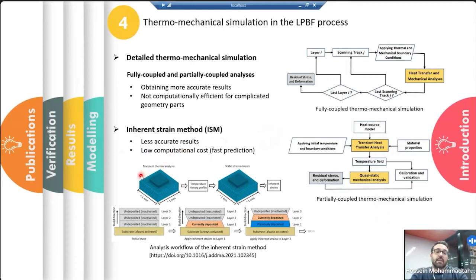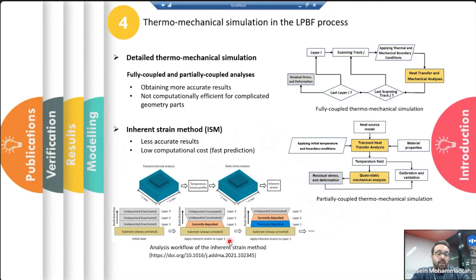But the other method is the inherent strain methodology, which obtains less accurate results, but on the other hand, it has low computational cost, and we can have a very fast prediction. In other words, to overcome the huge computational burden associated with the LPBF process caused by the tiny laser spot size and thousands of physical layers in micron scale, the inherent strain method can be an effective and viable method to be employed in LPBF process simulation.